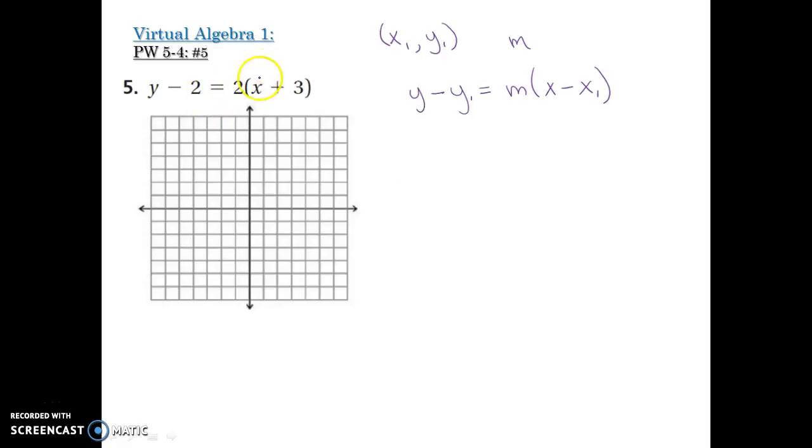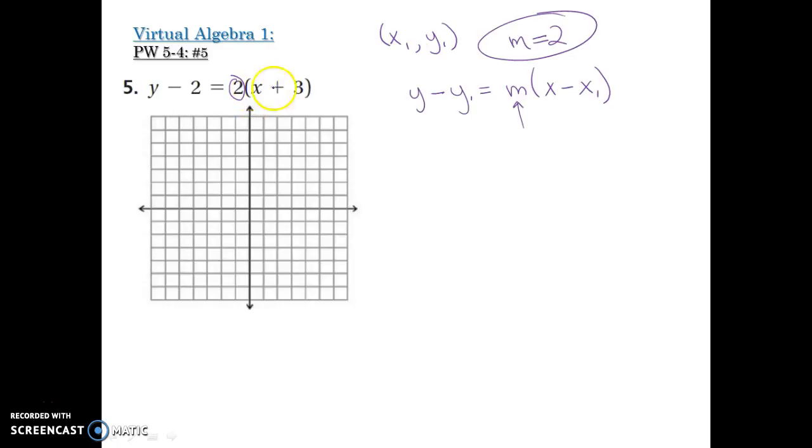So what we can do is look at the equation over here and figure out what our slope and what our point is. The easiest one to pick out right away is probably the slope. It's just the number multiplied by the x group. So my slope is 2. That's important. And I need to find out what my point is.